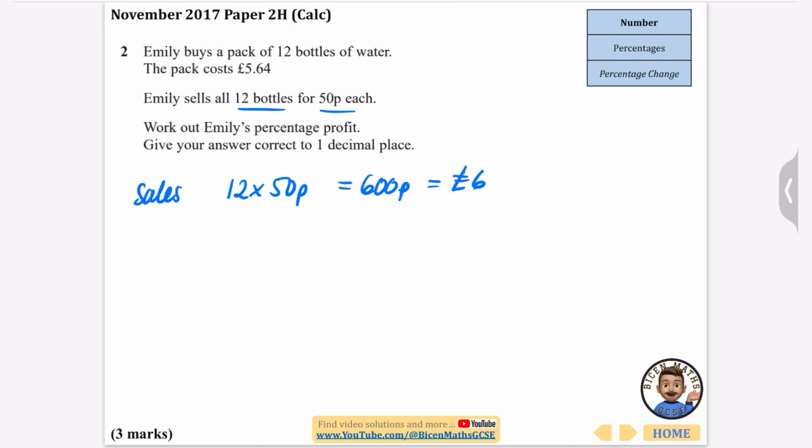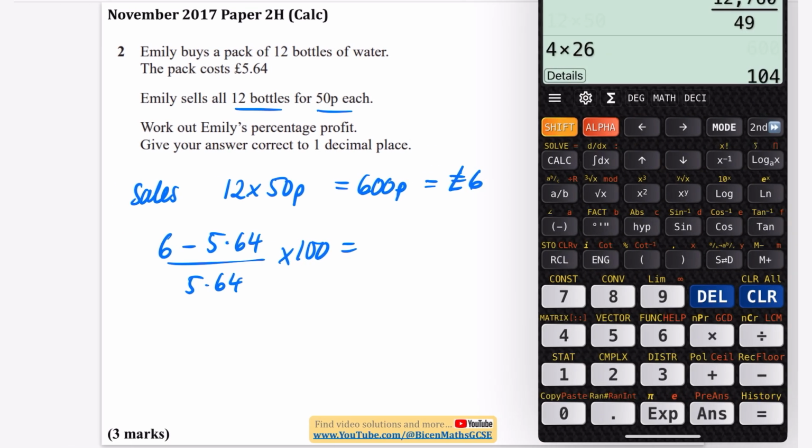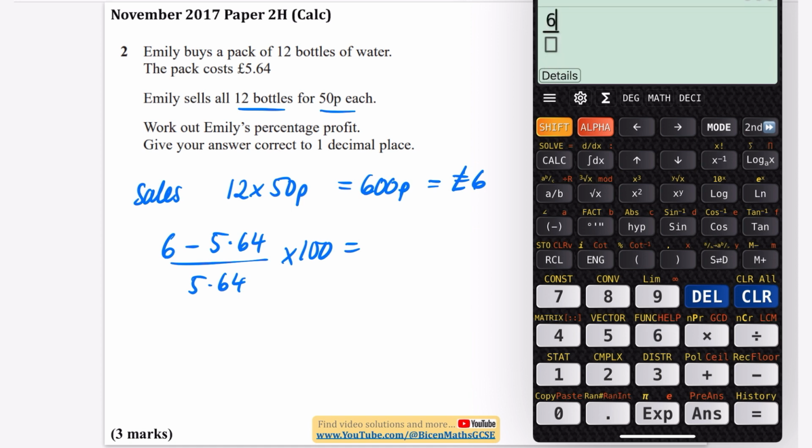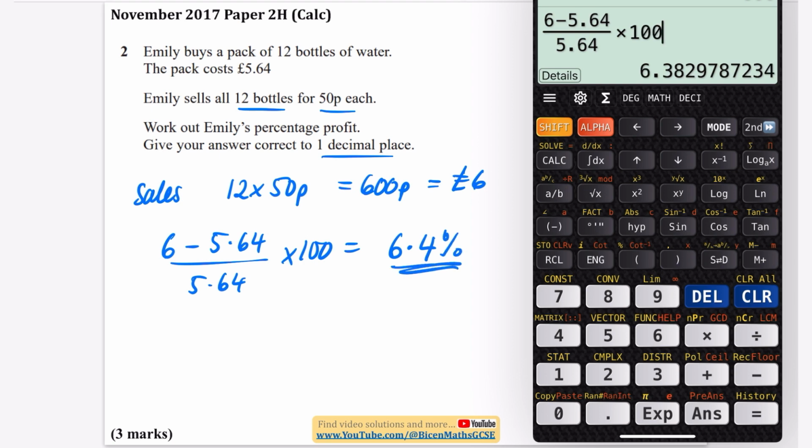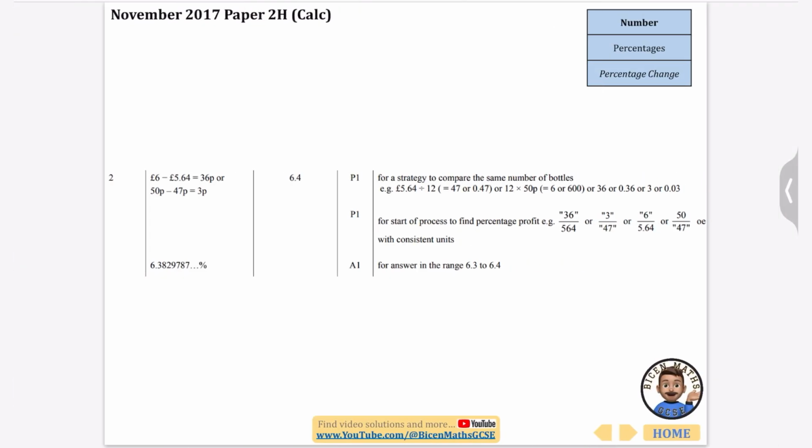We're going to work out her percentage profit now. The formula for the profit is how much profit she makes. So it's going to be 6 minus £5.64 divided by how much she spent, and then we times that by 100. So I'm going to do 6 minus 5.64 over 5.64, and we'll times that by 100, and it wants it to one decimal place. So as a percentage to one decimal place, it is 6.4%. Let's check that's right. Yep, 6.4%.